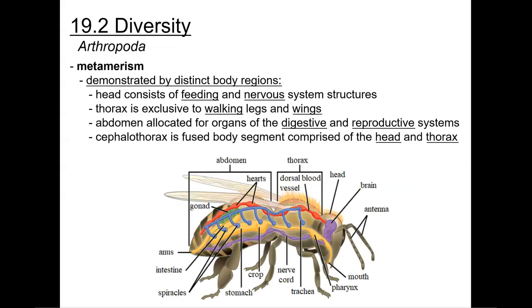Now metamerism is demonstrated by distinct body regions. The head consists of feeding and nervous system structures. If you look at that there, you can see it has the brain, it has antennae, and it has a mouth. The thorax is exclusive to walking legs and wings. The abdomen is allocated for organs of the digestive and reproductive systems. And the cephalothorax is fused body segments that comprise a head and a thorax.